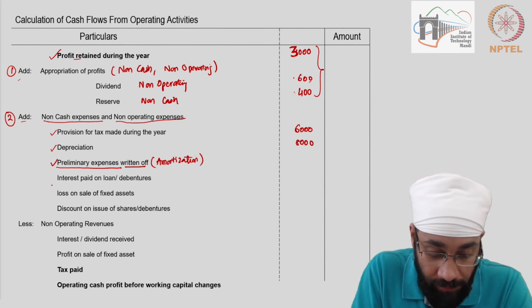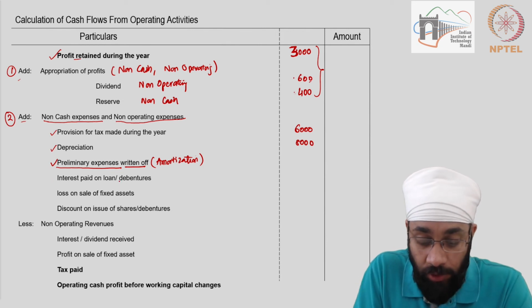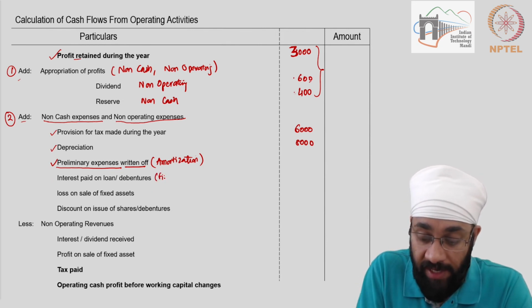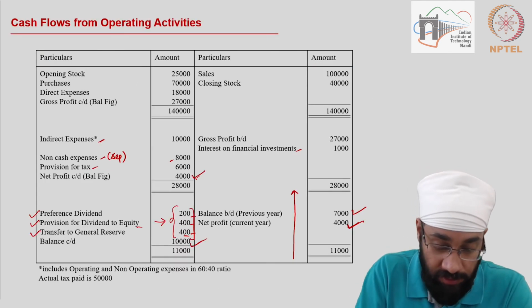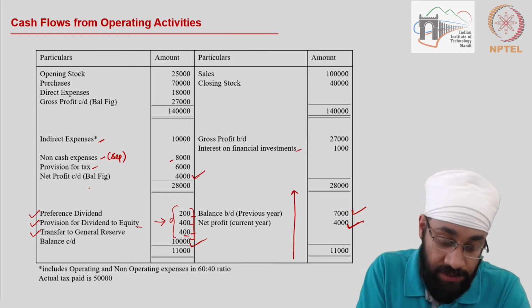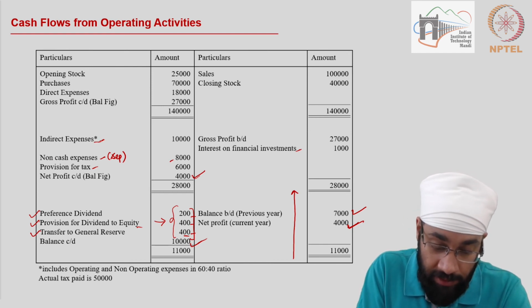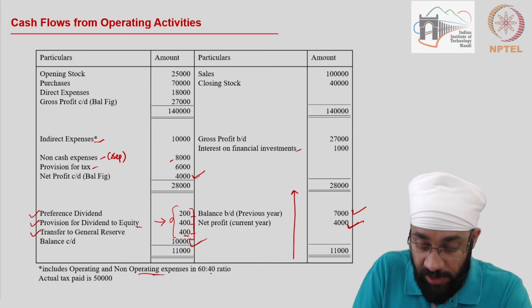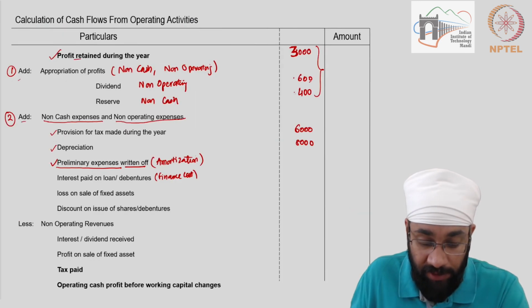Okay. Then you have any interest that you pay on loan. This is the finance cost. Do we have any finance cost? We do not have. We haven't been given specifically a finance cost, but we do have non-operating expenses, which are 40%. So we will take a look at that.